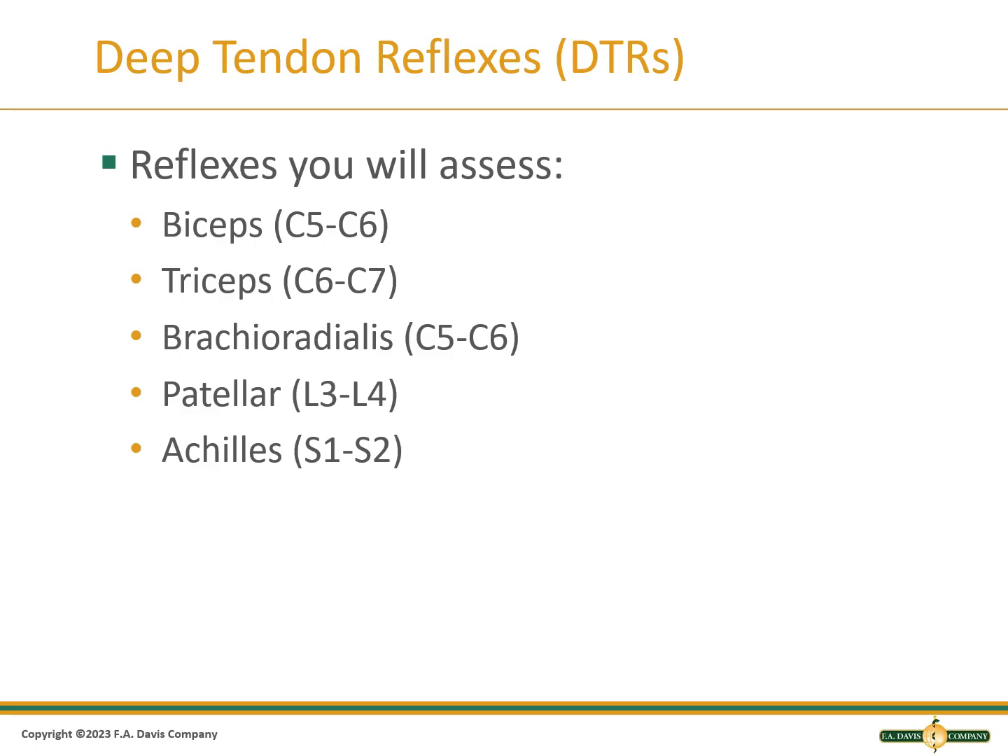In class, we will assess reflexes on each other. We look at the biceps reflex to assess the integrity of spinal nerve roots C5, C6. Triceps is checked to assess C6, C7. We will assess brachioradialis for C5, C6 integrity as well. And then for the lower extremity, we have the patellar reflex for L3, L4, and the Achilles reflex for assessing S1, S2. I will demonstrate how we're going to assess these reflexes in class, and then you guys are going to check them on each other during lab.